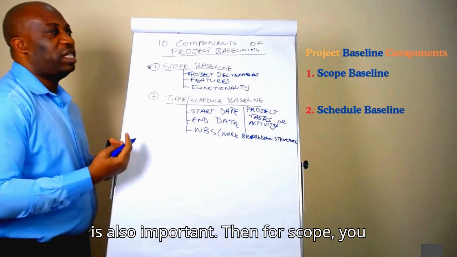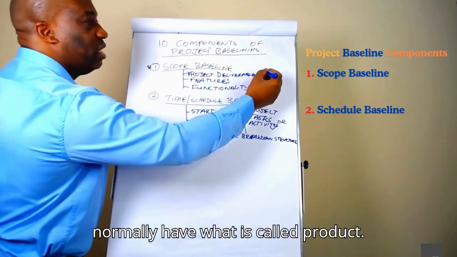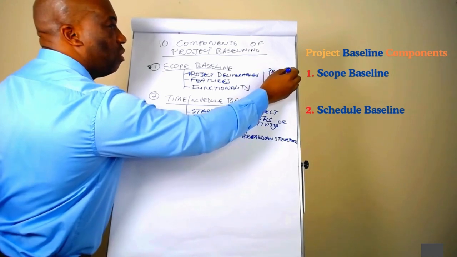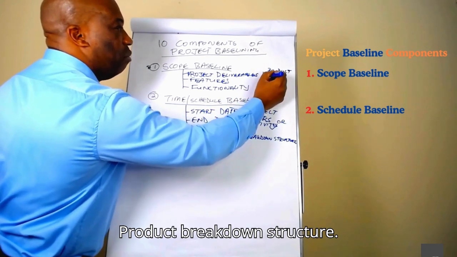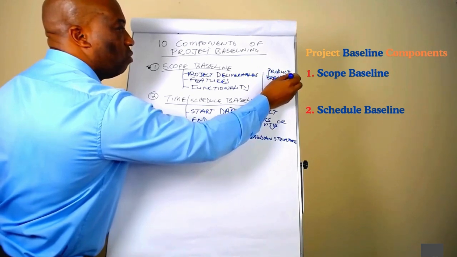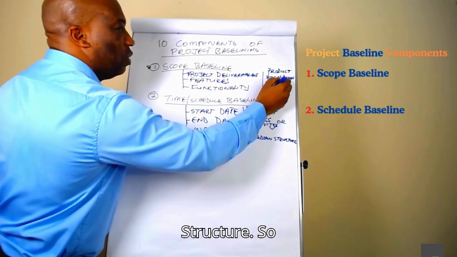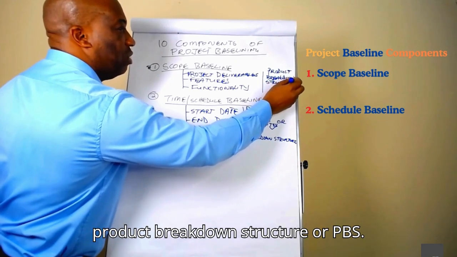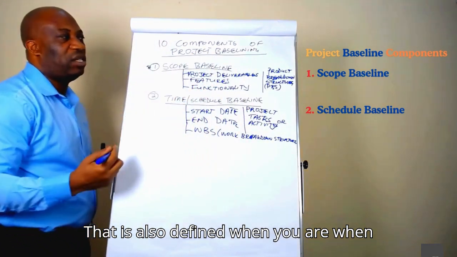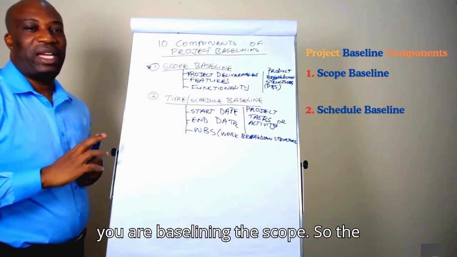This is also important. Then for scope, you normally have what is called the product breakdown structure, or PBS. That is also defined when you are baselining the scope.